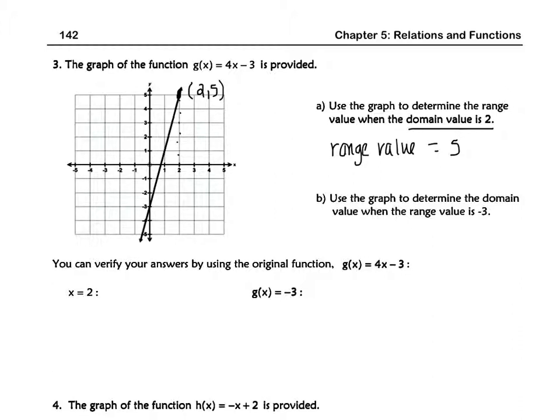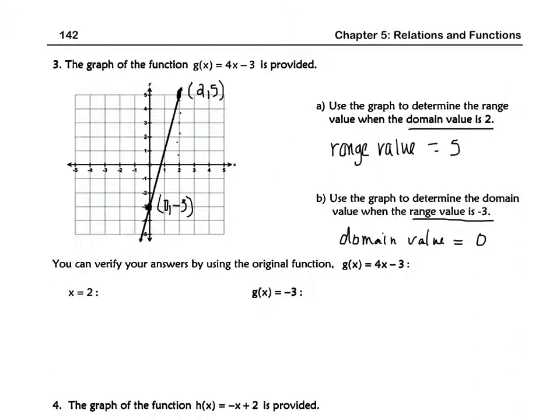So when x is 2, the y, or range value, is 5. The next question asks us to use the graph to determine the domain value when the range value is negative 3. So this time we have to look on the y-axis at negative 3, and we don't have to go very far for that one, because the actual point on the graph that has a y value of negative 3 is on the y-axis. So the domain value for that point is 0, because the coordinates of that point that has a range value of negative 3 is 0, negative 3.